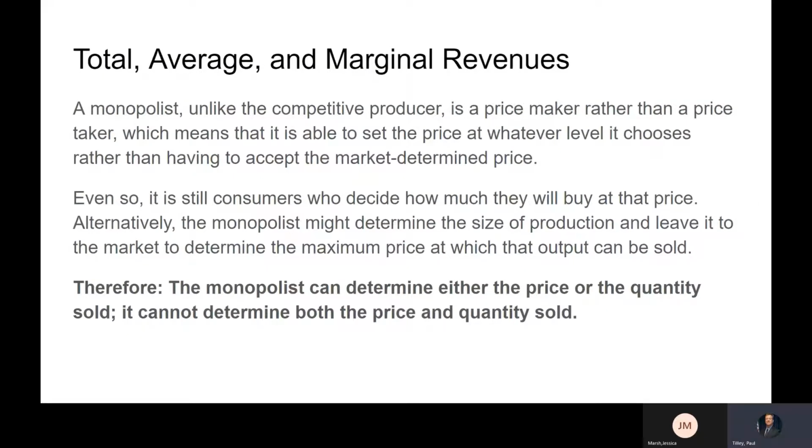Now, just a little bit on the math of this. When we look at the total, average and marginal revenues for the purely competitive firm, we saw that they're all the same. Monopolist, not so much. The monopolist really has control over the price, unlike in a purely competitive market. But they don't have control over how much they sell. They can set their price and they'll sell more with a lower price, less with a higher price, but they don't have any control over it.